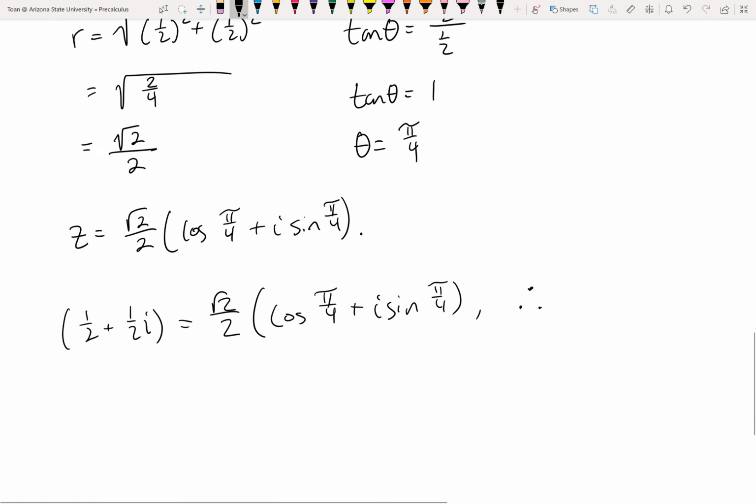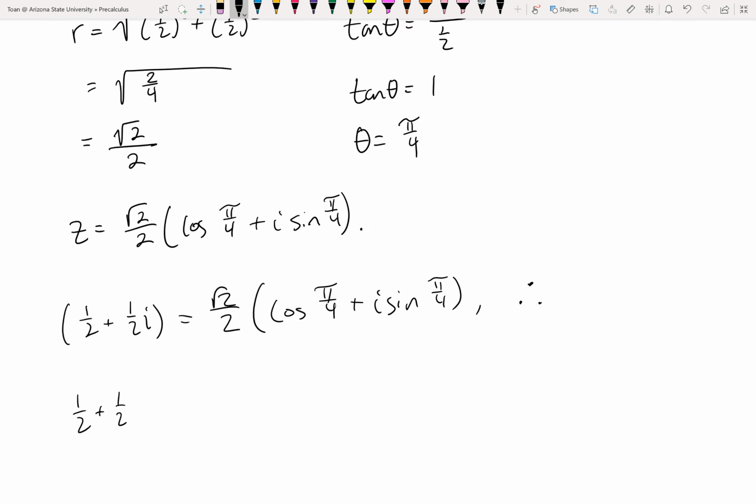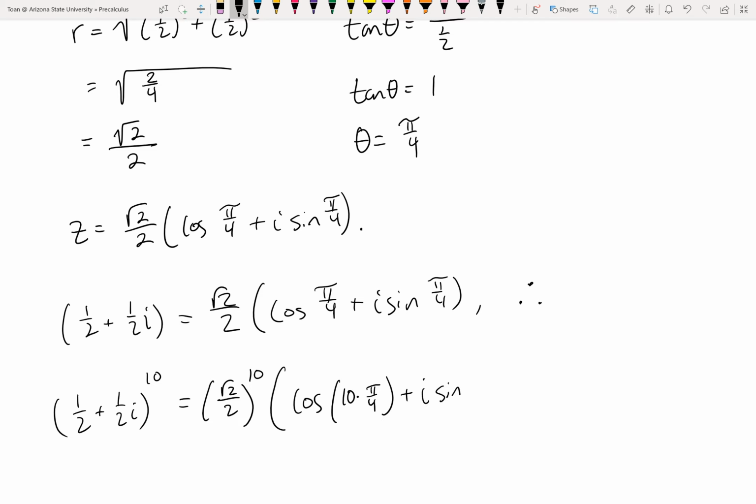Therefore, 1/2 plus 1/2 i to the 10th power equals, according to DeMoivre's theorem, you raise the r to the same exponent, and then you multiply the angle by the exponent. Right? So this is just applying DeMoivre's theorem. So you can see that when you raise a complex number to an exponent, if you have it in polar form, which we do here, you raise the modulus to the same exponent, and then you multiply the angle by the exponent. Now, there's still some more math to do.